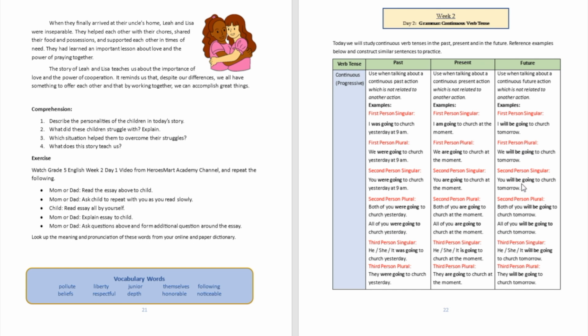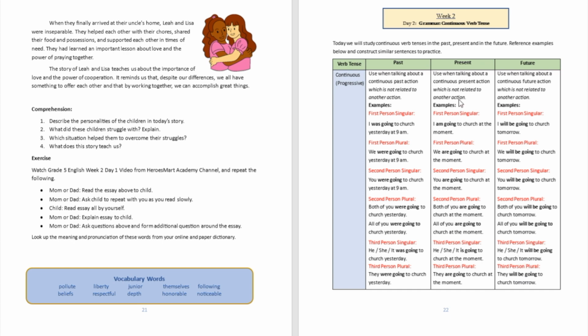All right. Second person singular is: you will be going to church tomorrow. Second person plural: both of you will be going to church tomorrow, or all of you will be going to church tomorrow. Third person singular: he will be going to church tomorrow. She will be going to church tomorrow. It will be going to church tomorrow. Third person plural: they will be going to church tomorrow.